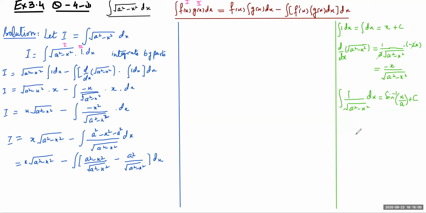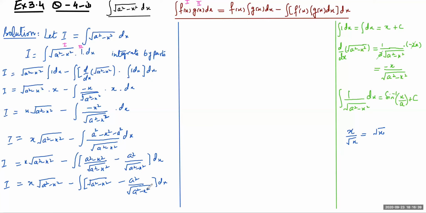Now what about this one? You must remember this result from basic algebra, that x by square root of x is equal to square root of x. Apply it here and let's see what we are going to get. The integral I is equal to x into square root of a square minus x square minus integral, inside the bracket I have square root of a square minus x square minus a square by square root of a square minus x square, bracket close, and a dx.